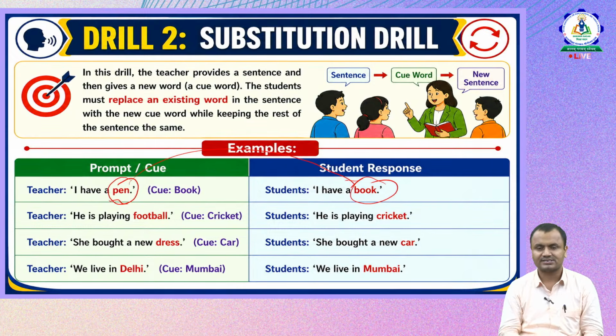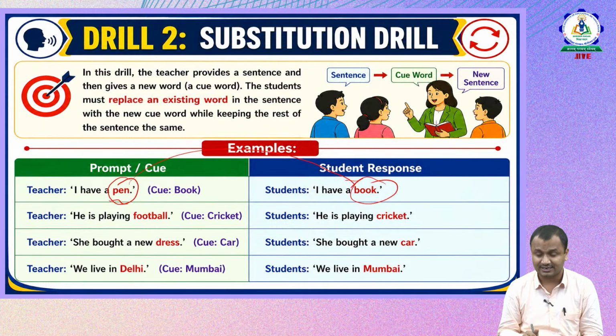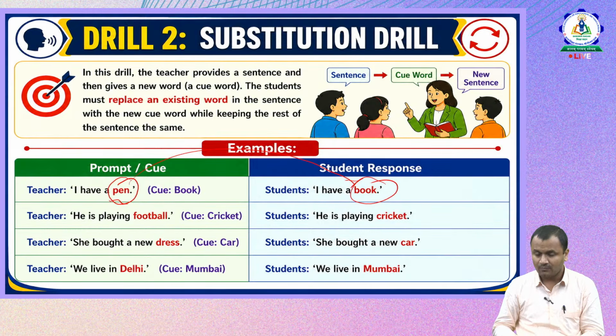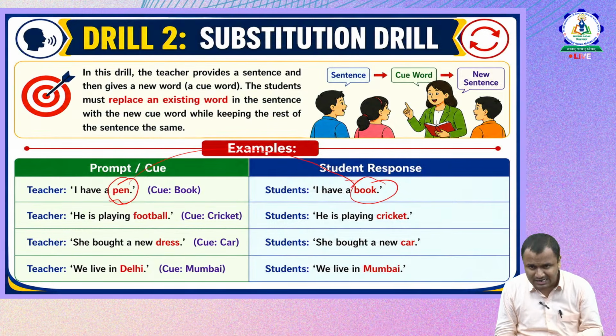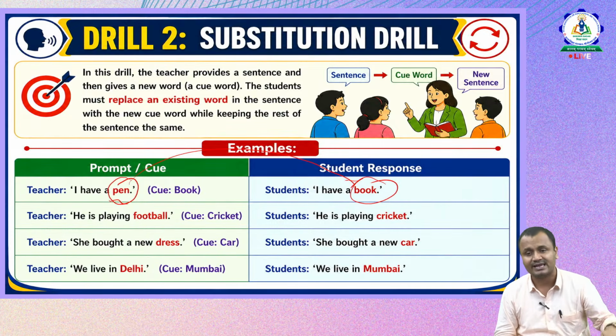He is playing football. This is the sentence of the teacher, because in the audio-lingual method the teacher will not work as a facilitator, but as a lecturer, as a dictator, as a traditional teacher. So the teacher says, he is playing football. As a hint we give the word cricket, or hockey, whatever. Students are expected not to repeat or imitate the same sentence, but rather replace football with cricket and say he is playing cricket.